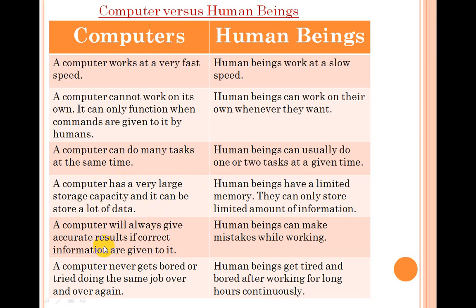Next, the fifth point is that a computer will always give accurate results if correct information is given to it. Human beings can make mistakes while working. A computer will always give accurate results because it performs under the software. Whatever input we give, it gives us the output correctly. But human beings can make mistakes while working.